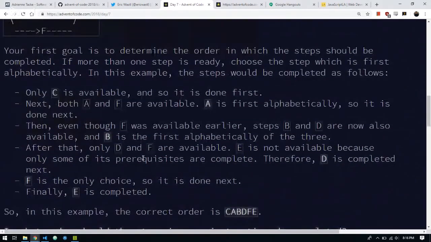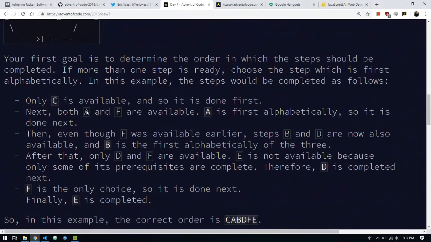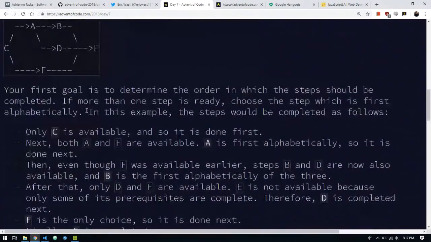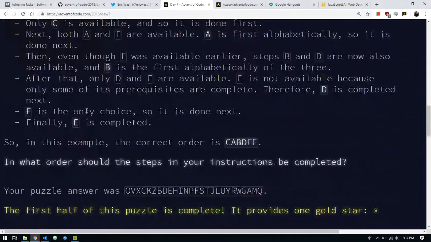So even more rules. Your first goal is to determine the order in which the steps should be completed. If more than one step is ready, choose the step which is first alphabetically. That's a lot going on there, right? In this example, the steps would be completed as follows. And this is pretty much matching to what you get here and visually. So in this example, the correct order is C, A, B, D, F, E.